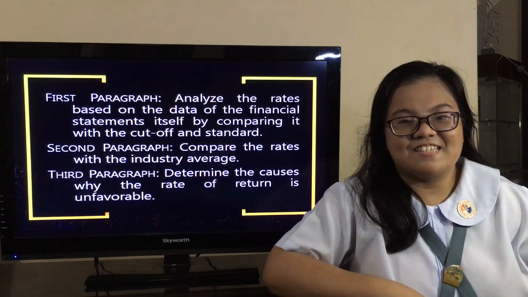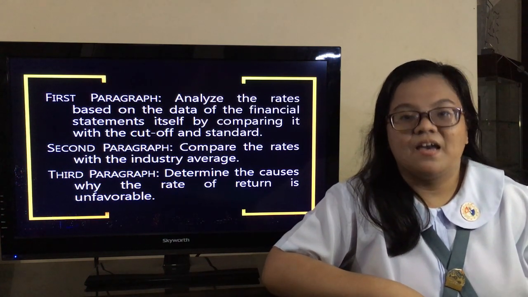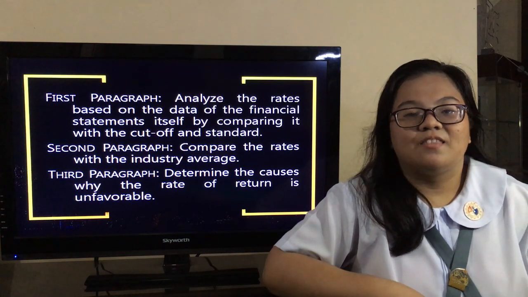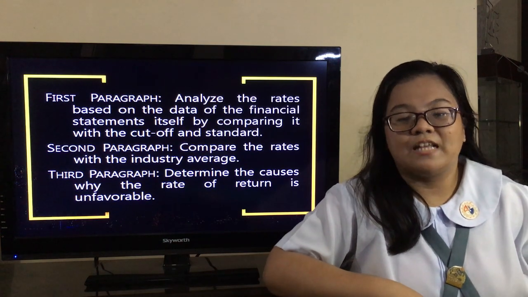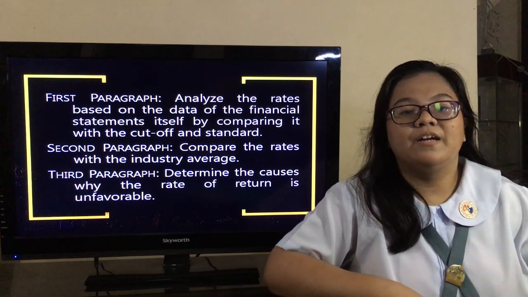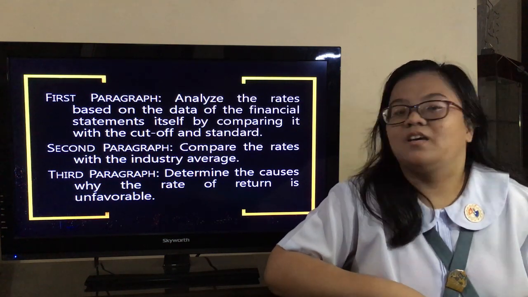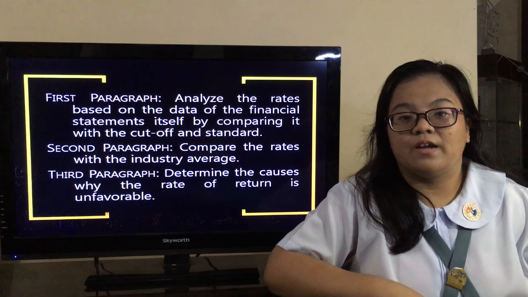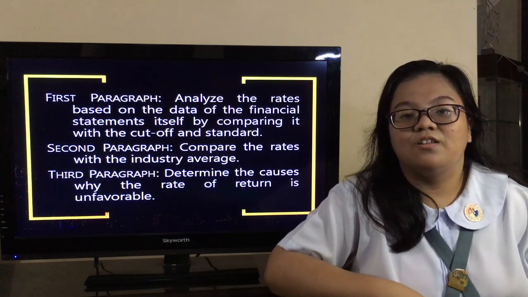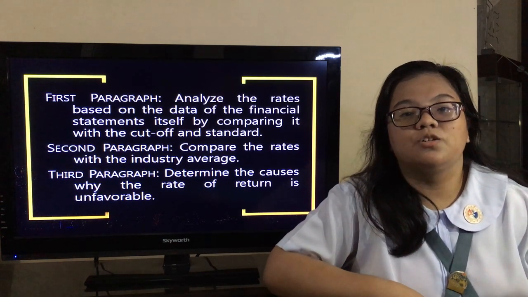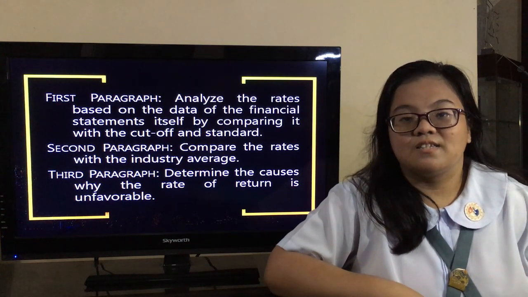In writing the analysis and interpretation below each table, it should be composed of 3 paragraphs. In the first paragraph, the proponent should analyze the rates based on the data of the financial statement itself by comparing it with the cutoff and standard. In the second paragraph, the proponent should justify the rates by comparing them to the industry average. Lastly, in the third paragraph, the proponents should determine the causes as to why the rates became unfavorable.